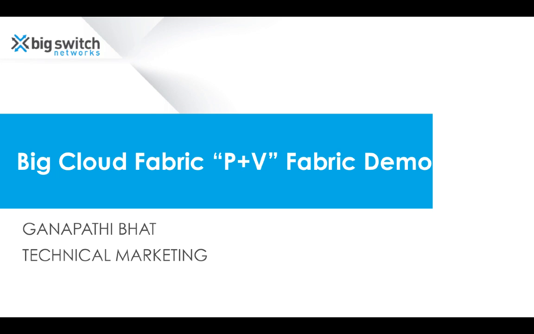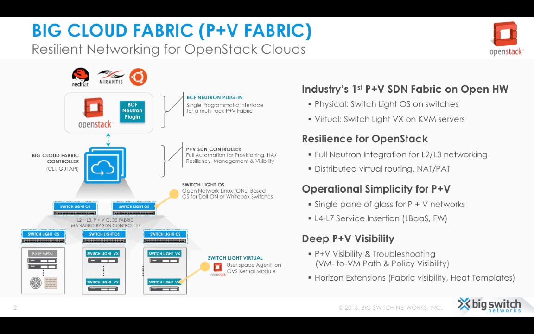Welcome to the video demonstration of Big Cloud Fabric P plus V Fabric Edition with Red Hat OpenStack Platform, RHOSP. Big Cloud Fabric P plus V, Physical and Virtual Edition, provides a single pane of glass for both physical and virtual networking. BCF P plus V Fabric has advanced integration with OpenStack Neutron, which enables fabric config automation for the tenant application network topology, including layer 4 to 7 service insertion.